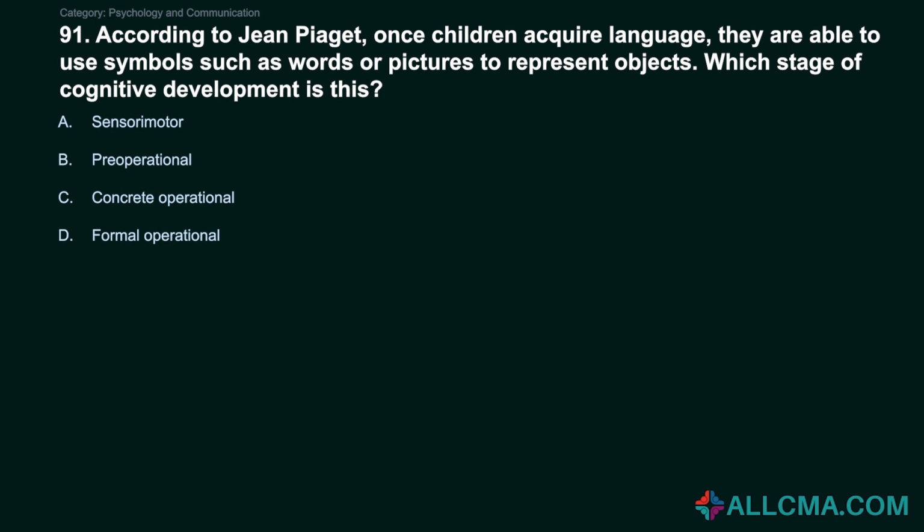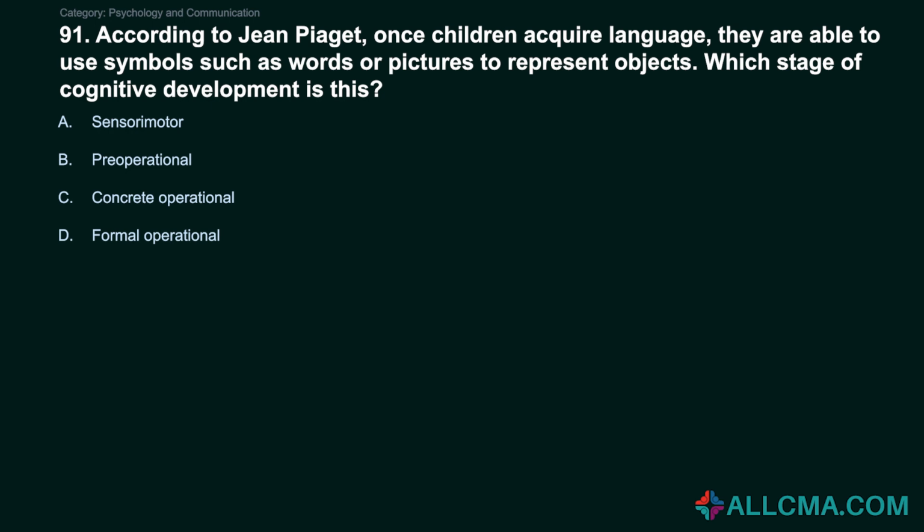91. According to Jean Piaget, once children acquire language, they are able to use symbols such as words or pictures to represent objects. Which stage of cognitive development is this? A. Sensorimotor. B. Preoperational. C. Concrete operational.